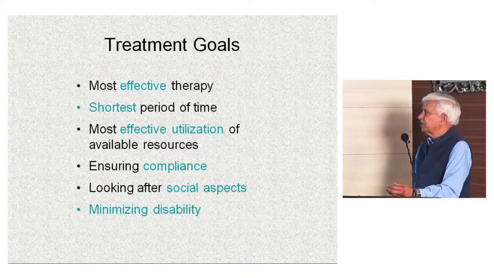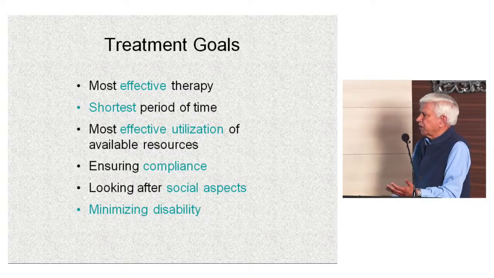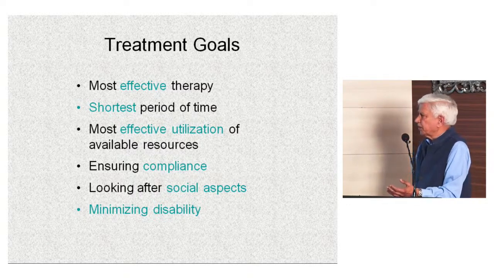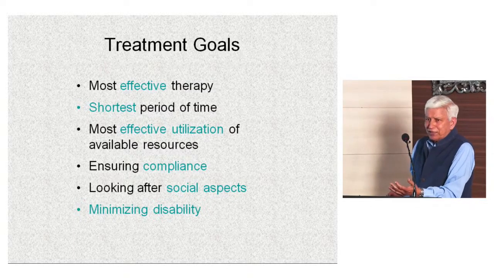In general, our treatment should be most effective. That is the objective: shortest period of time, effective utilization of available resources, because to control tuberculosis, or now to eliminate tuberculosis from a large country like India, a lot of resources are required, you see. Most important factor in failure of treatment has been poor compliance, you see.